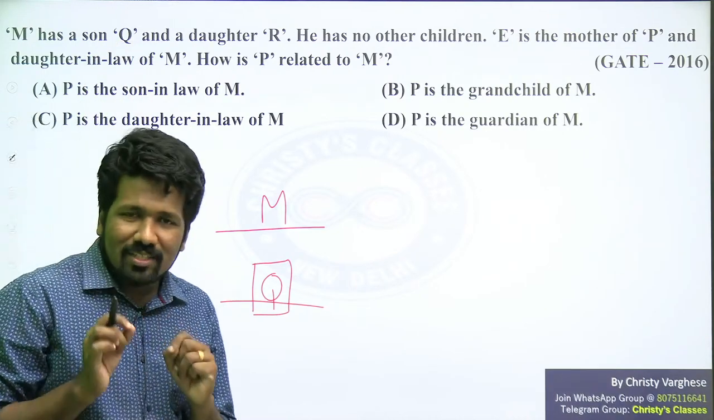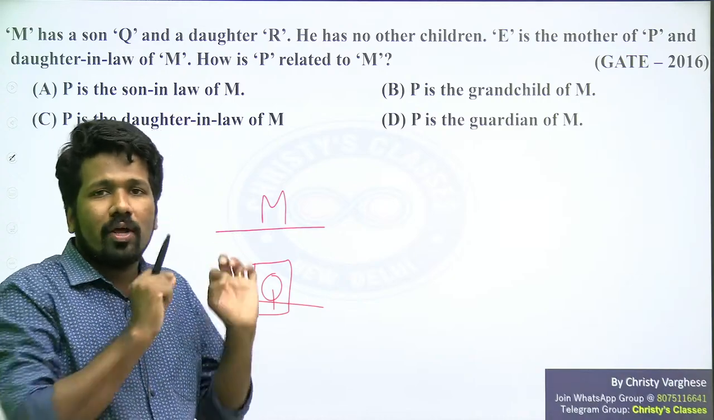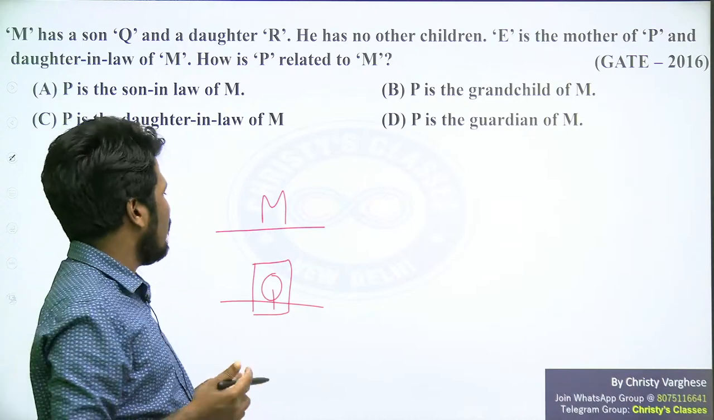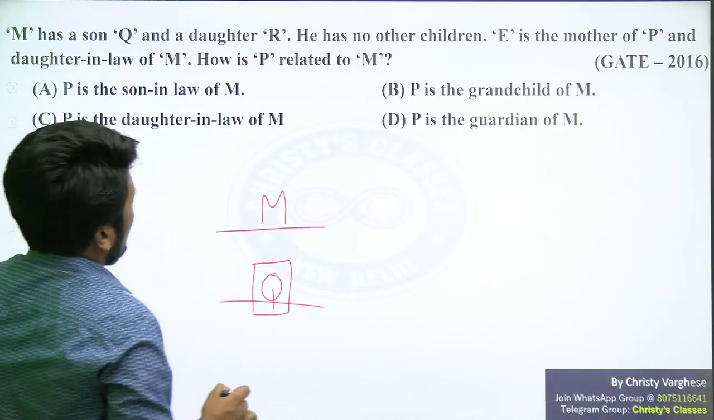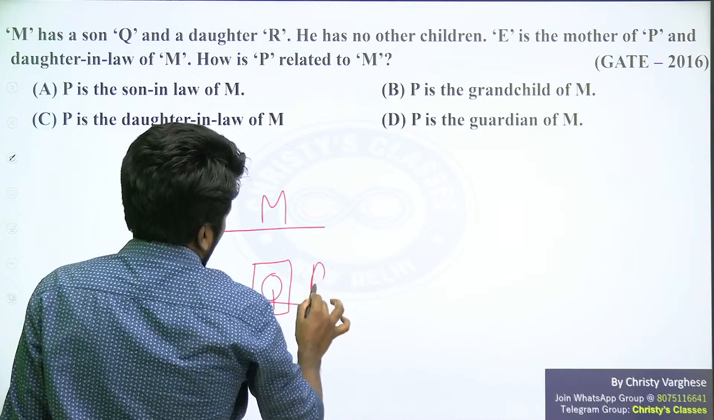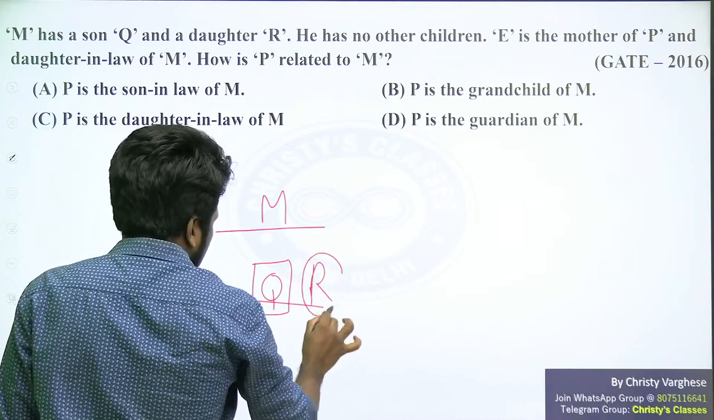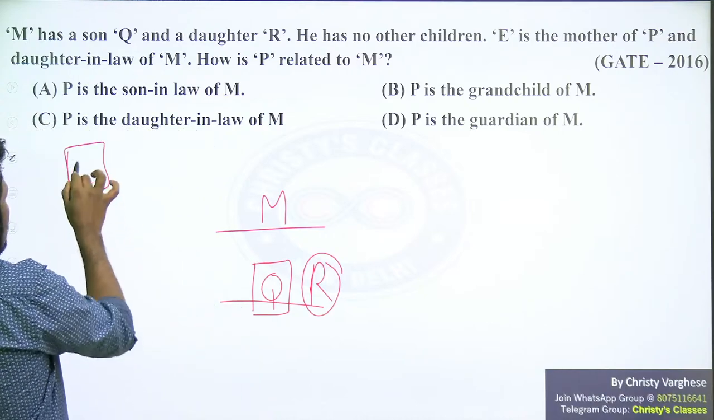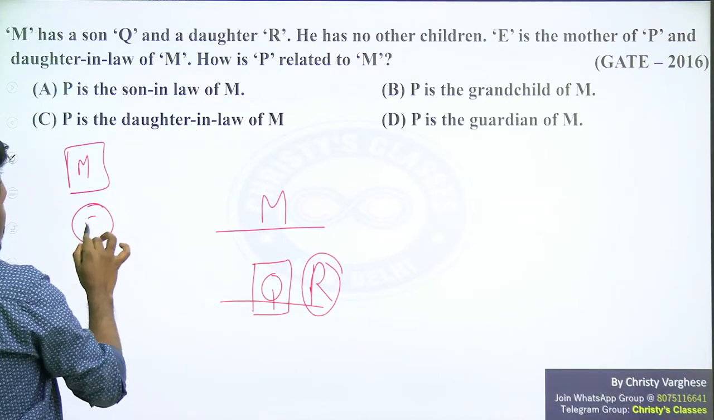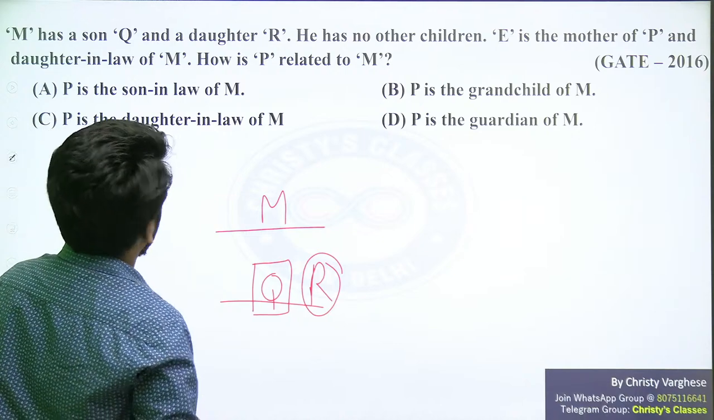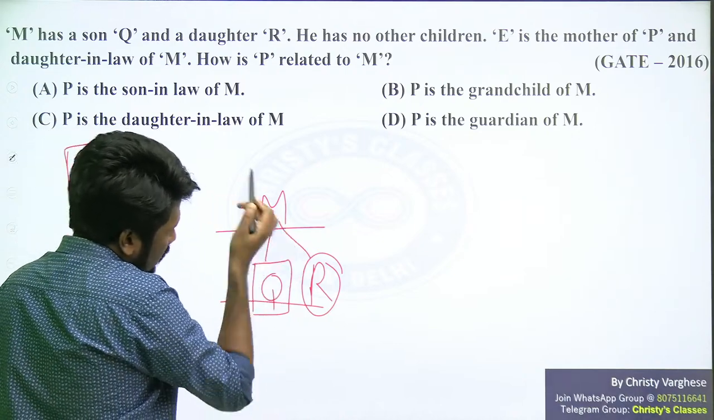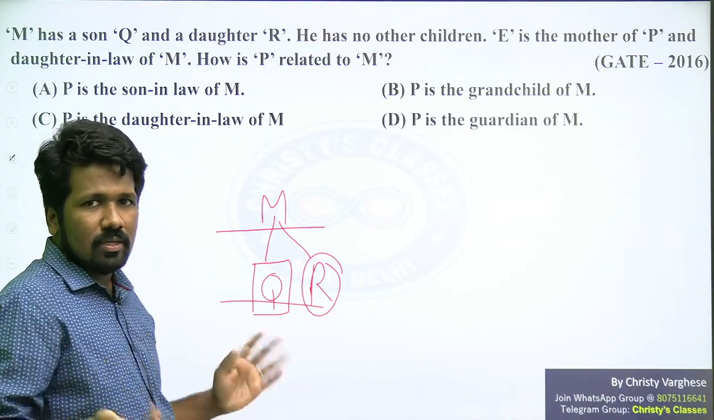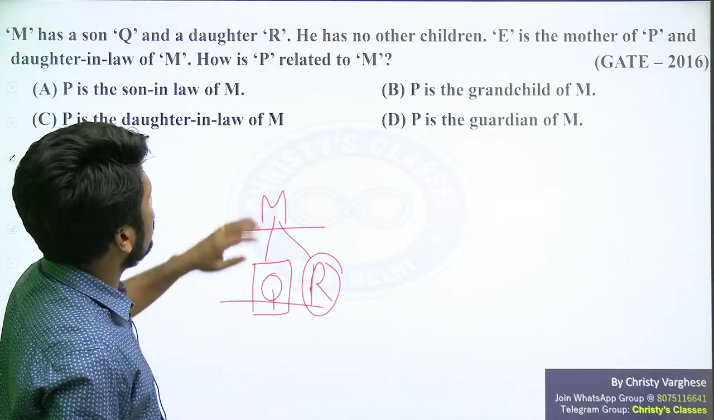I'm not only explaining this question, I'm explaining how to draw a relationship tree so that any question of blood relation you can do accordingly. And a daughter R. So the daughter of M is named R. As R is the daughter, definitely you can put a circle. Square for male and circle for female. So these are the children of M. So Q and R are siblings. Siblings means brother and sister.